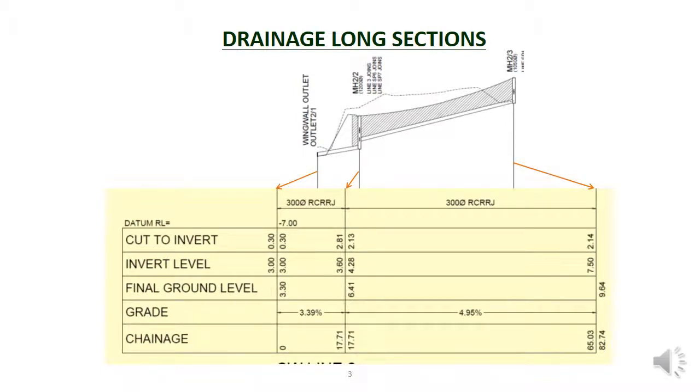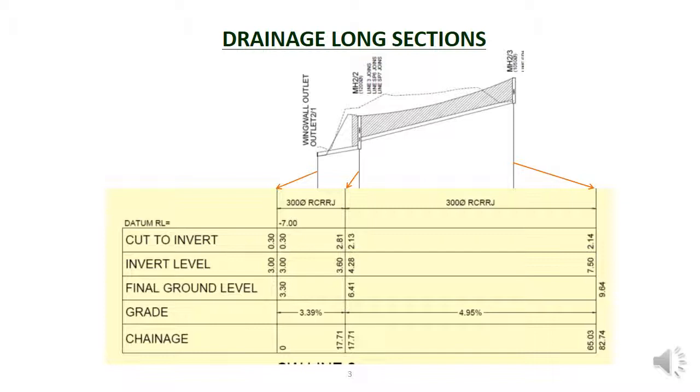Below the long section are the pipe sizes. In this case, both pipelines are designated 300 millimeter diameter RC/RRJ pipe. The letter O with a line through it is a symbol for diameter of a pipe. The internal diameter of the pipe is 300 millimeters. The RC/RRJ means reinforced concrete rubber ring joint. This is basically concrete pipe connected by a rubber ring joint, which is the most common type of pipe used in stormwater systems. These long sections also provide information on the levels of the pipes.